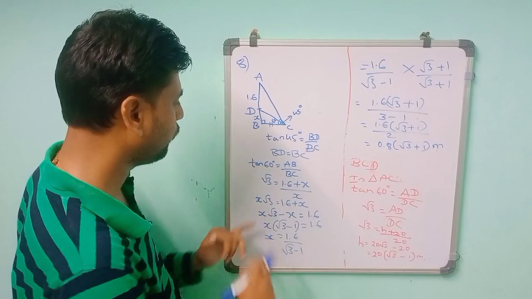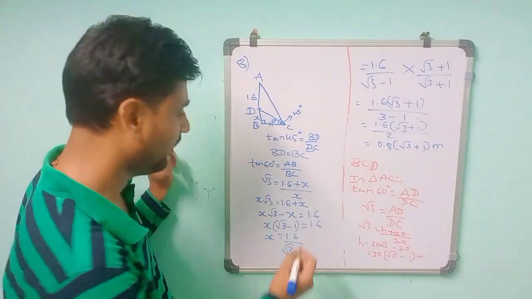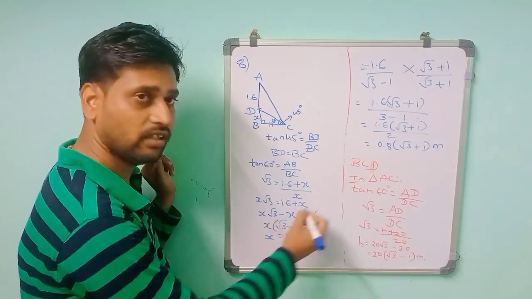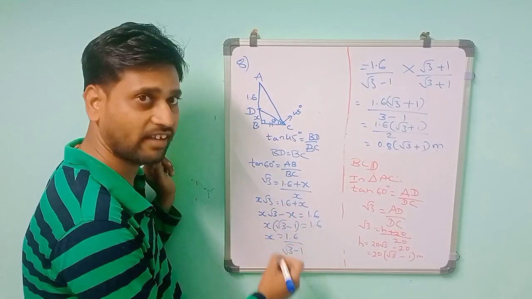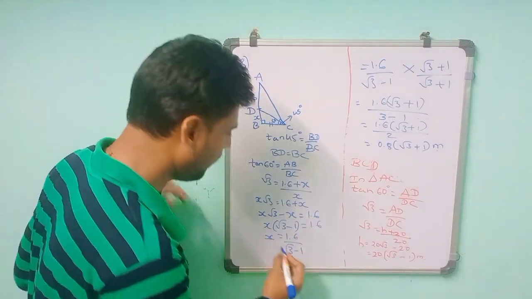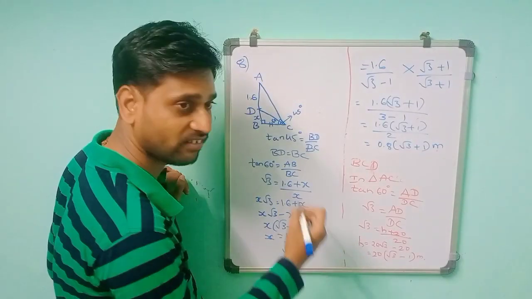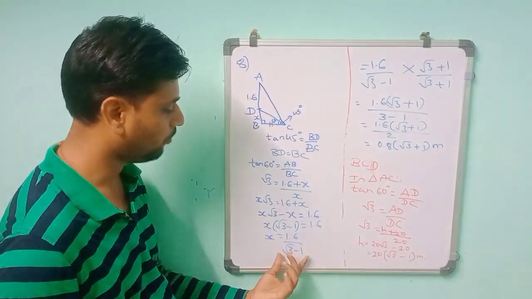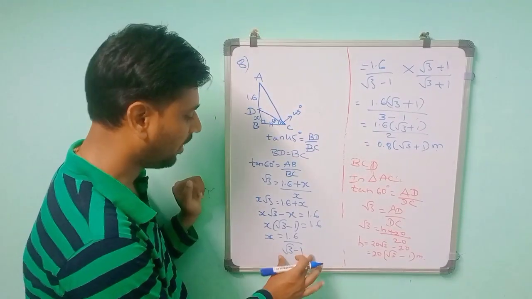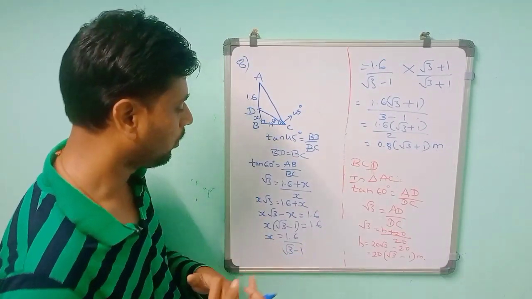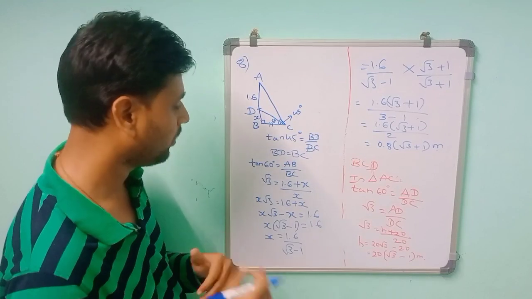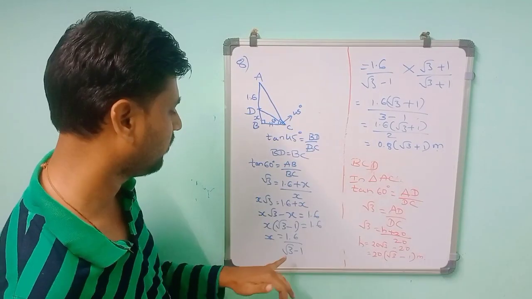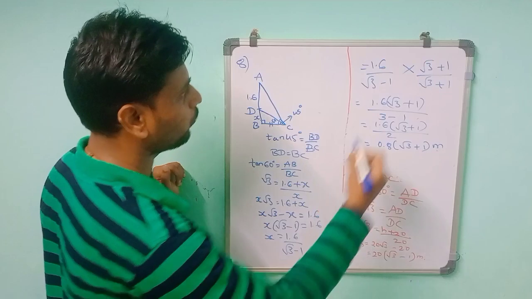It will be x into root 3 is equal to 1.6 plus x. Then x root 3, if you bring this x to this side, it becomes minus x is equal to 1.6. Then x into (root 3 minus 1) is equal to 1.6. Then x is equal to 1.6 divided by root 3 minus 1. When an irrational number comes in the denominator, we have to rationalize it, and the answer should be written with the irrational number in the numerator. So for that we have to rationalize the denominator.